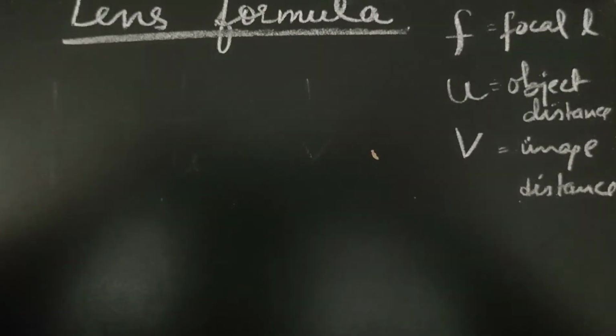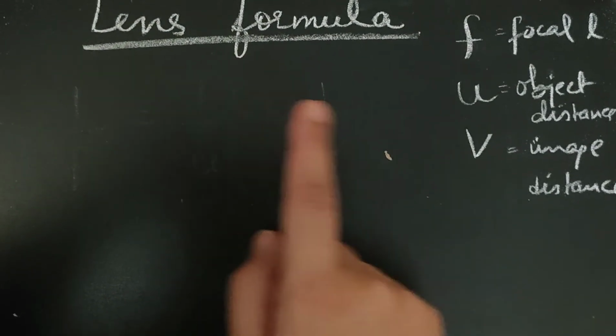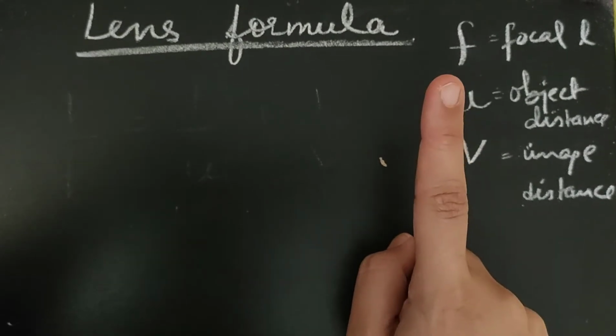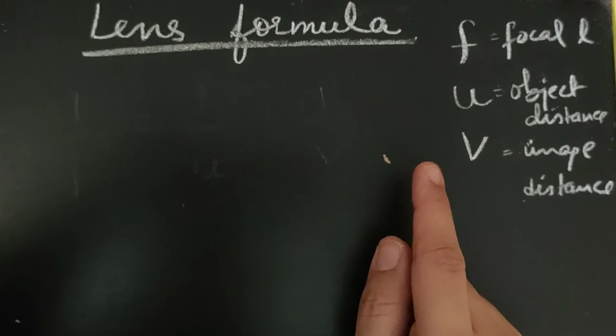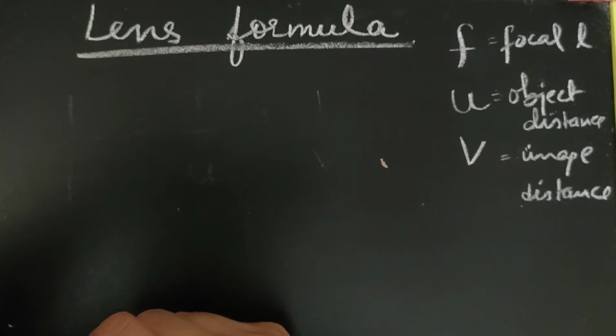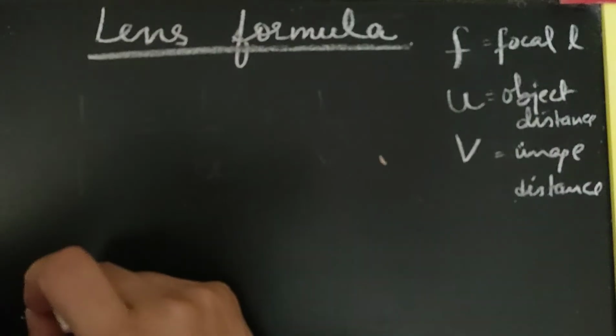Moving to the next topic in the chapter, lens formula. This is a formula which would be relating these three quantities: the focal length of the lens, the object distance, and the image distance. You had done mirror formula in case of spherical mirrors in the first half of the chapter, that was reflection of light.